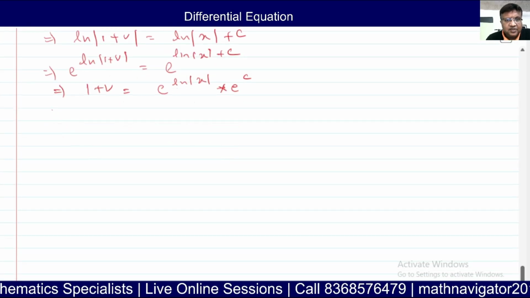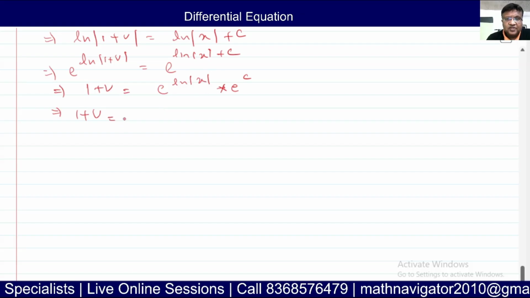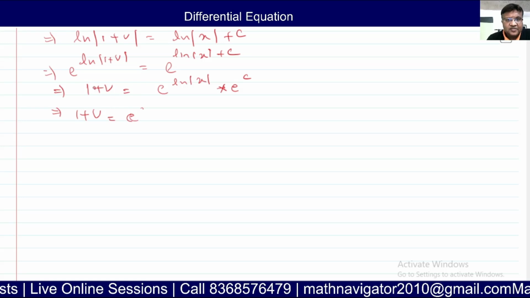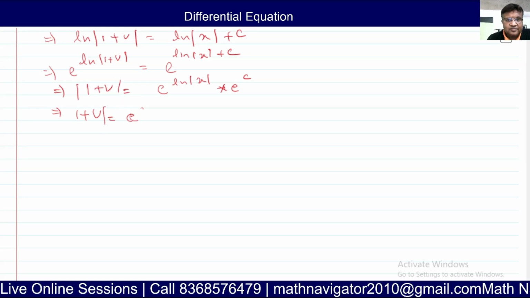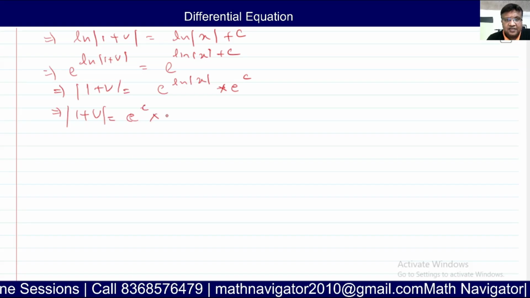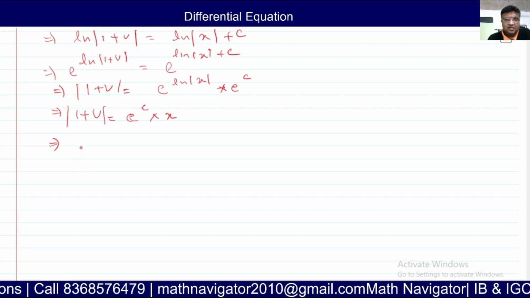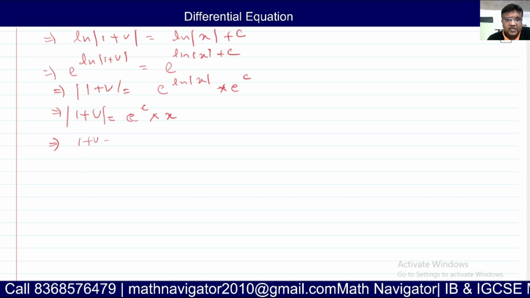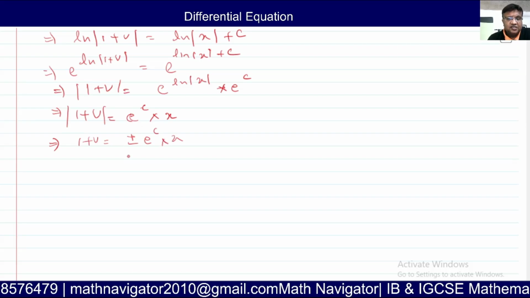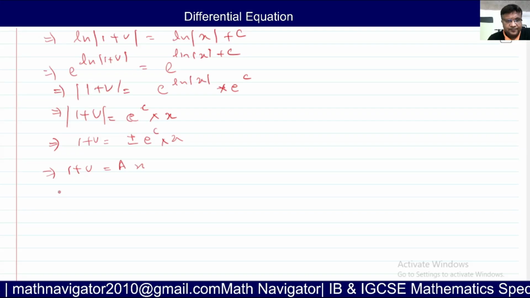This will become 1 plus v is equal to e raised to the power, rather magnitude, e raised to the power c times x, right? Which will give me 1 plus v is equal to plus minus e raised to the power c times x. So this will give me 1 plus v is equal to ax.